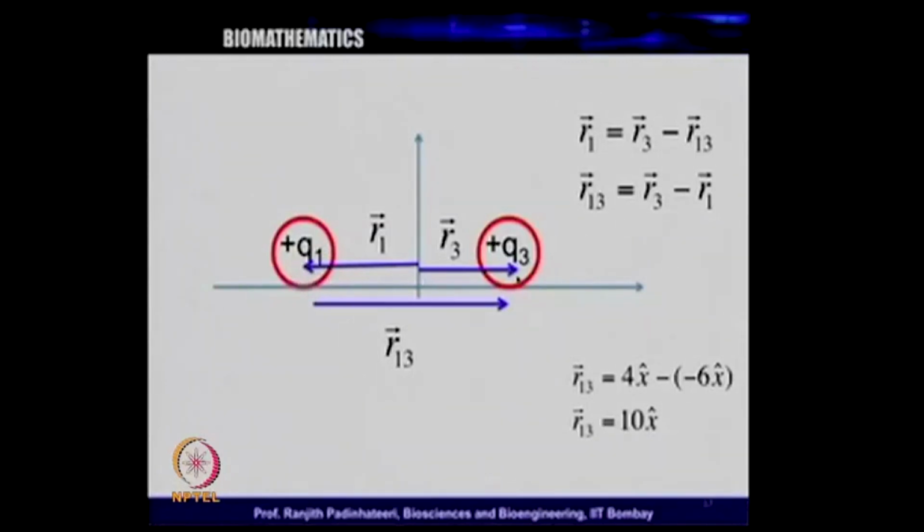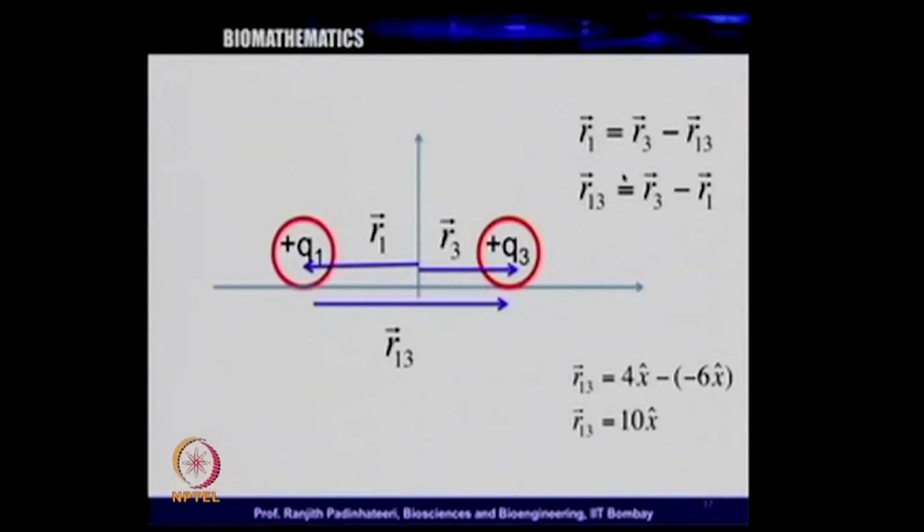So, if I walk R3 here, I will reach Q3. Then if I walk R13 along in the opposite direction, I will reach Q1. So if I take R3 minus R13, R3 minus R13 in the opposite direction, I will reach R1. So that's what this equation says.